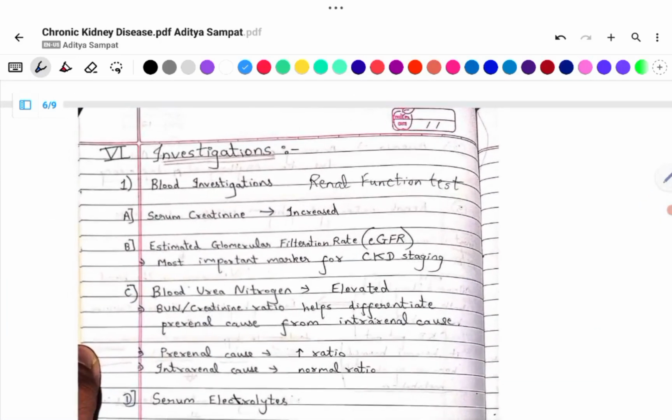Investigations. Blood investigations. Renal function test. A. Serum creatinine increased. B. Estimated glomerular filtration rate, most important marker for CKD staging. C. Blood urea nitrogen gets elevated. BUN to creatinine ratio helps differentiate pre-renal cause from intrarenal causes. Pre-renal cause, the ratio is increased. Intrarenal cause, the ratio is normal.